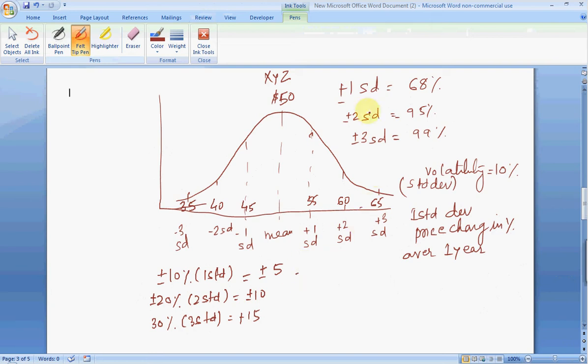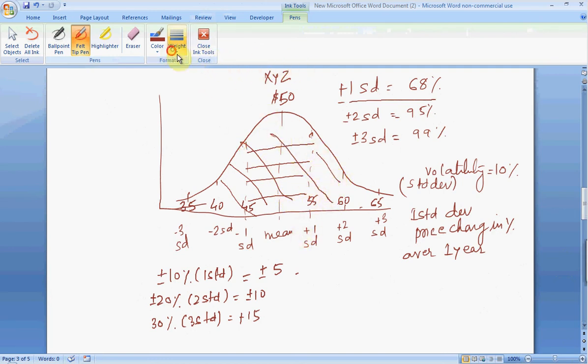So now what does that mean? If I talk about this property, 1 standard deviation would cover 68% of the occurrences. That means that over a period of time, 68% of the time, the price of XYZ will remain between $45 and $55. If I take the property of 2 standard deviations, 95% of the time the price of XYZ is going to remain within 2 standard deviations of the mean. That is, it is going to stay between $40 and $60.